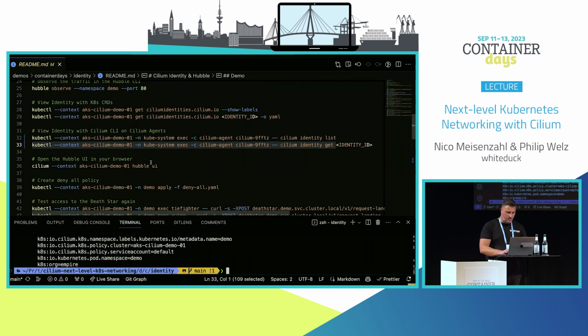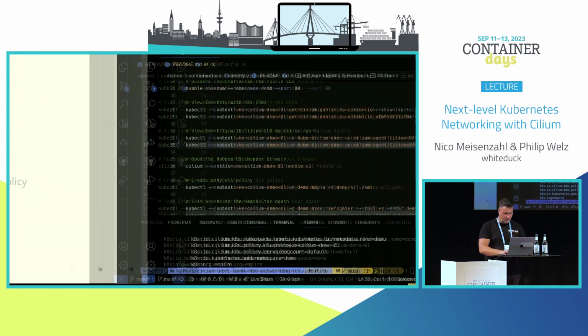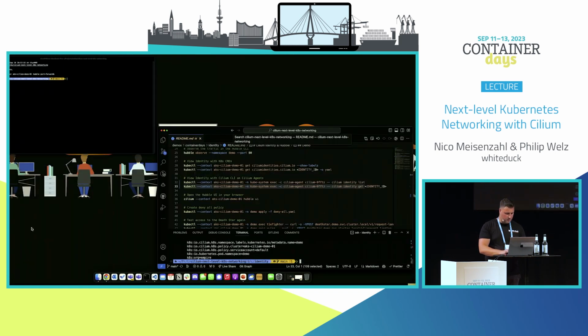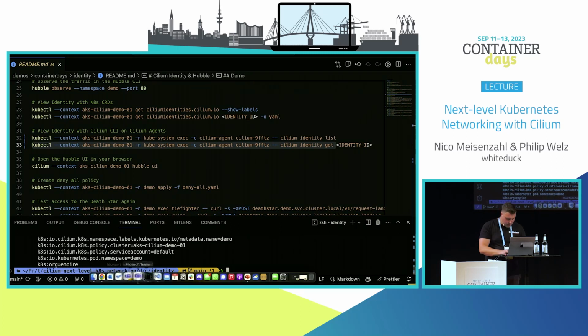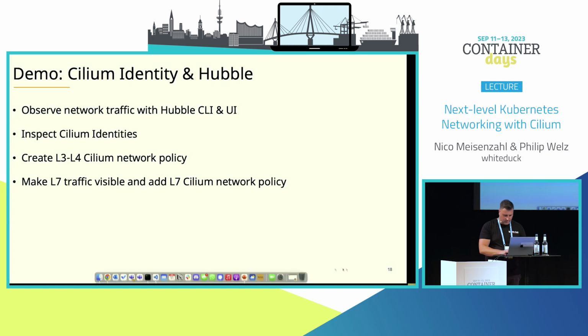Okay, we can do the same in the Hubble UI. So when I switch now, when I find it, no, where is it? You minimized it. Which browser is it? Chrome? On the right. On the right, okay. Ah, here. Yeah, I got it, sorry.